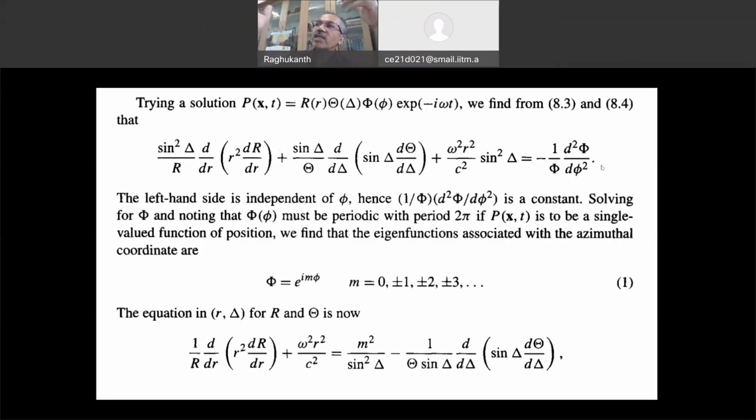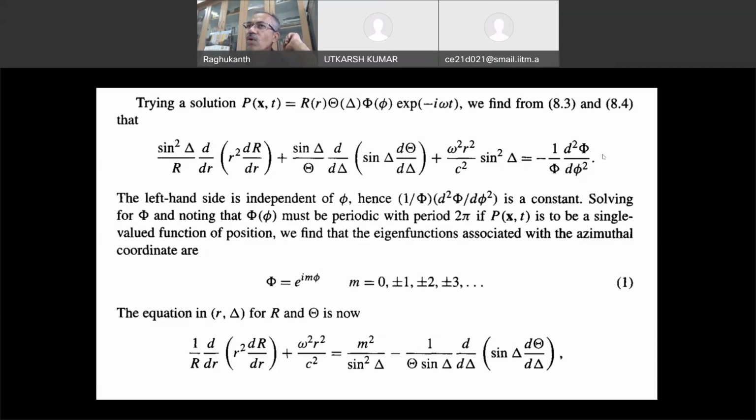So on the right-hand side, you have a function which varies with phi, and on the left-hand side, you have a function which varies with r as well as delta. So the only way both sides can be equal is if both of them are equal to a constant, say k. So 1 by phi d square phi by d phi square is equal to k itself.